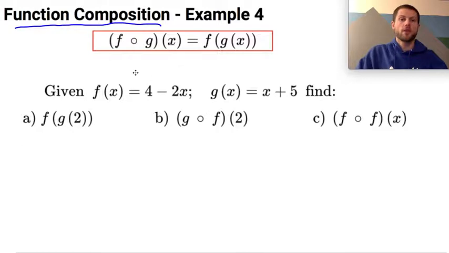So let's talk about this notation first of all. This right here means f of g of x. It doesn't mean f times g. This is not a multiplication sign. This is like a little o. It means f of g of x. Literally, it means this: the function g of x is the entire input in my f function.